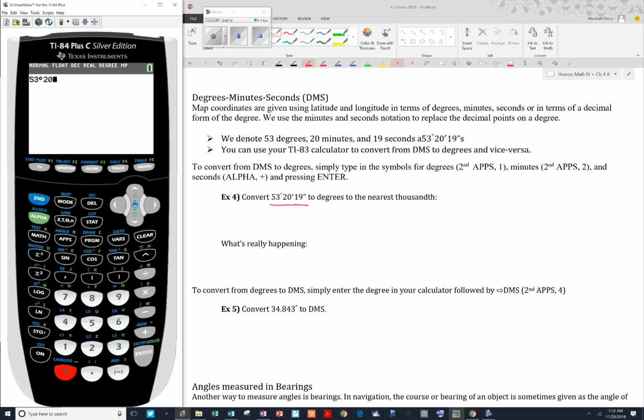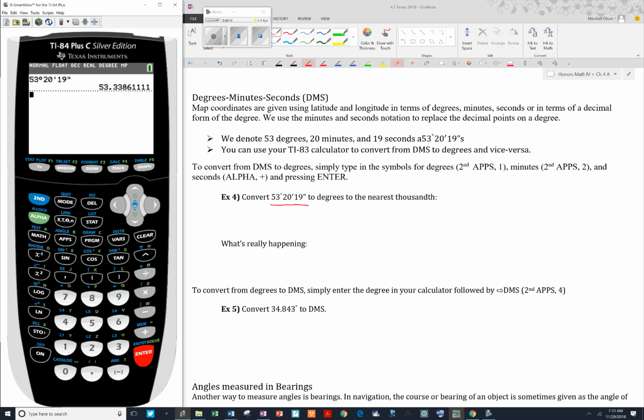And we're going to type in 20 minutes by going back to second angle, hitting number 2. Oops, what did I do there? Second angle. I'm doing number 2. And then to do 19 seconds, we want to go alpha, and then above the plus sign, this thing is not being very nice to me today, and above the plus sign is your seconds. And all you simply do is hit enter.